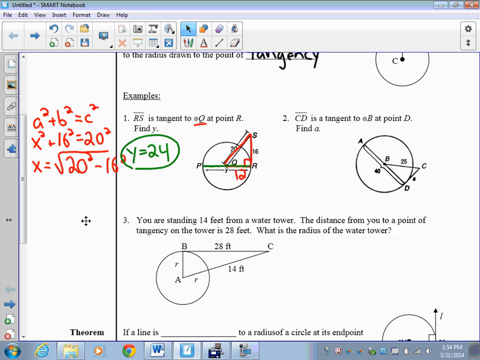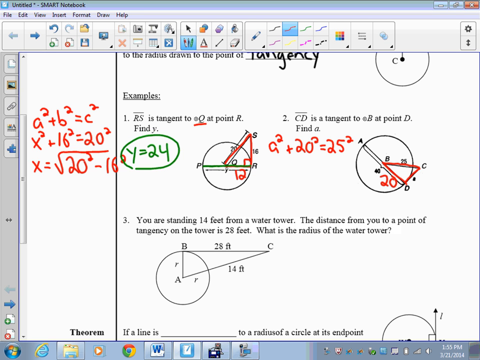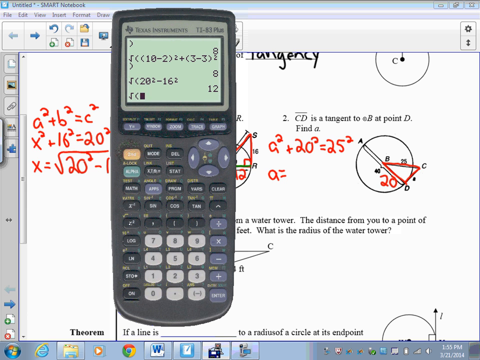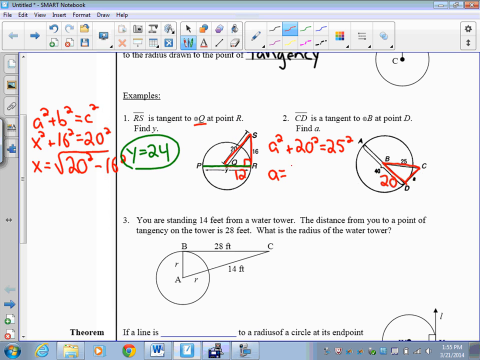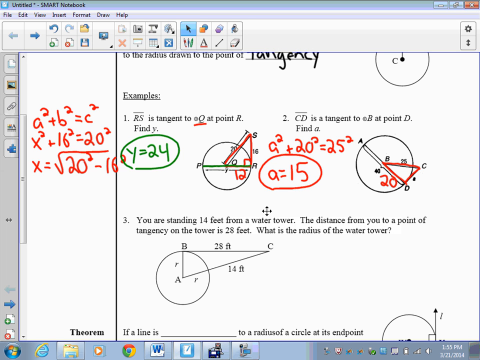So for number 2, we're asked to find A. A is this part here. We know that the radius has to be 20 because 40 is the diameter. So we have A squared plus 20 squared is equal to 25 squared. So A is going to be equal to the square root of 25 squared minus 20 squared, which is going to be 15. So that's how we do these problems. That's a little bit of a review of the Pythagorean theorem, which hopefully you're familiar with.